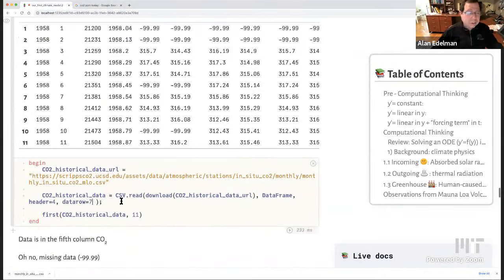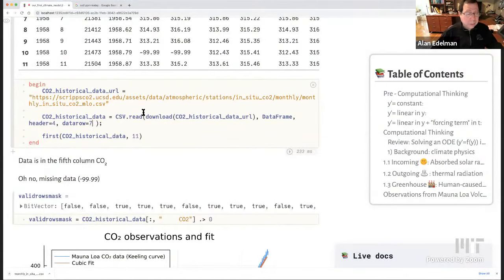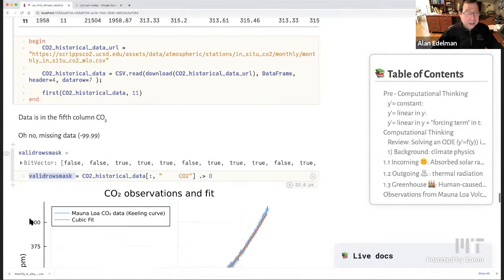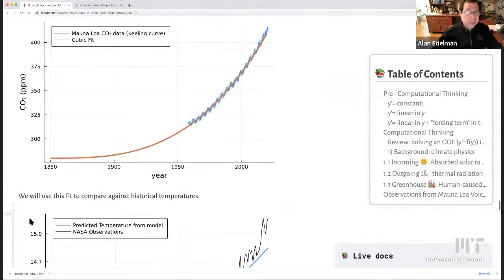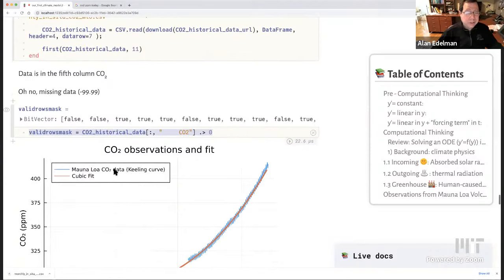Okay, so anyway, this is actually worth talking about. What do you do when you get missing data? Well, the way I decided to deal with it is to only keep the data that's positive, and so I'll call this a valid rows mask. Eventually, what I'm going to do is only plot the data in the valid rows.